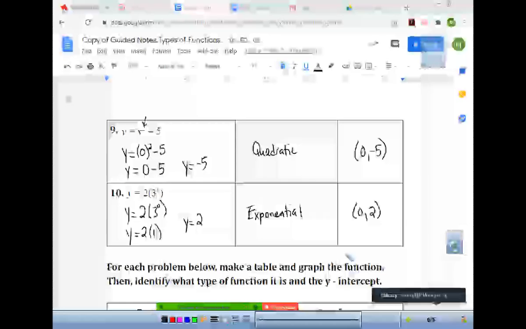Any questions on looking at an equation and determining which type it is? Or finding the y-intercept?